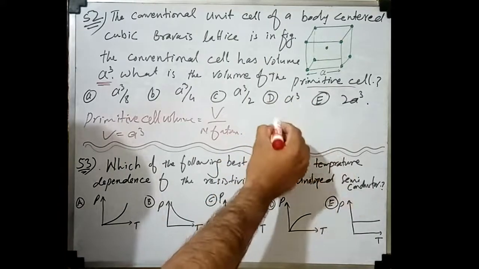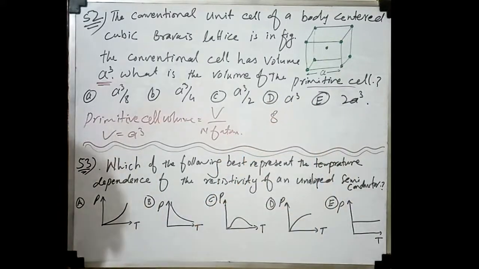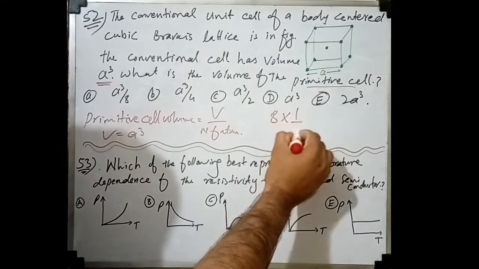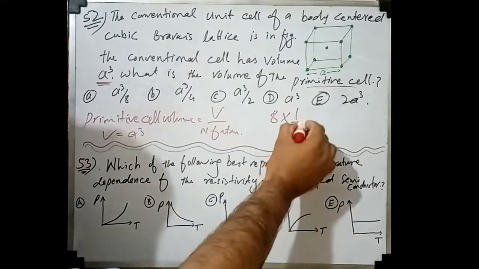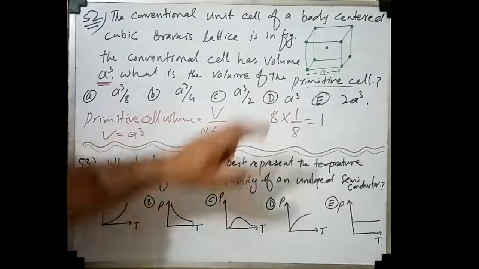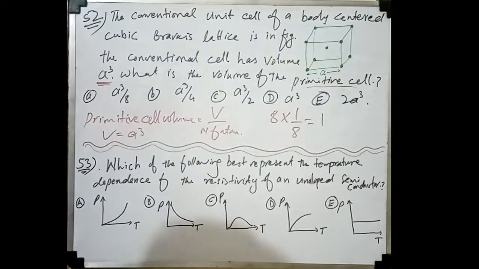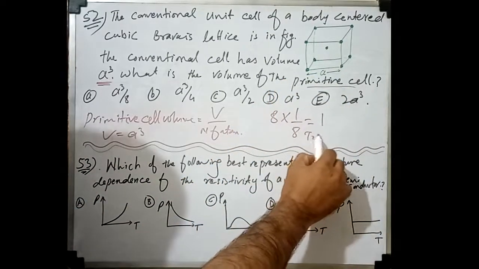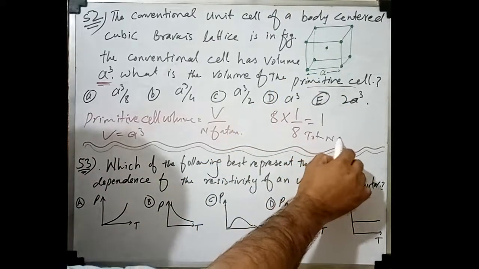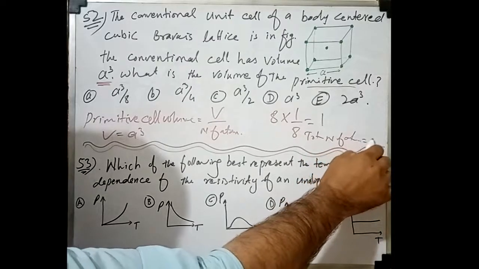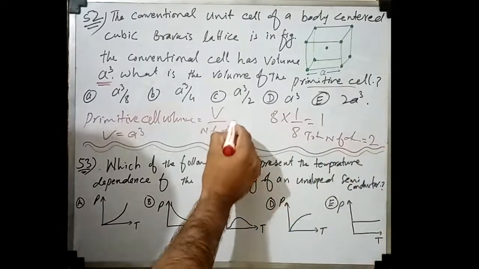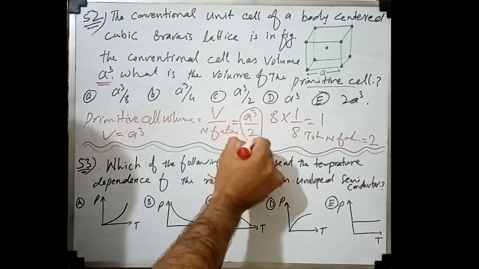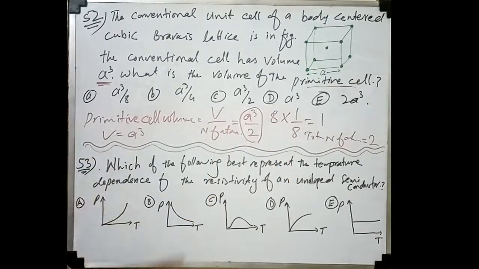So if there are 8 atoms on the corners, and each one contributes its 8th part, then there will be 1 atom total from the corners, and 1 atom is there in the center. So the total number of atoms is 2. So this becomes A cube divided by 2. So the primitive cell volume will be A cube by 2.